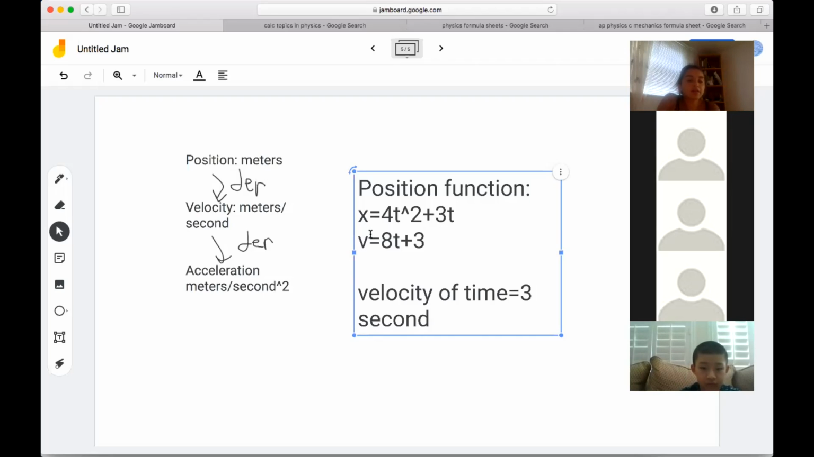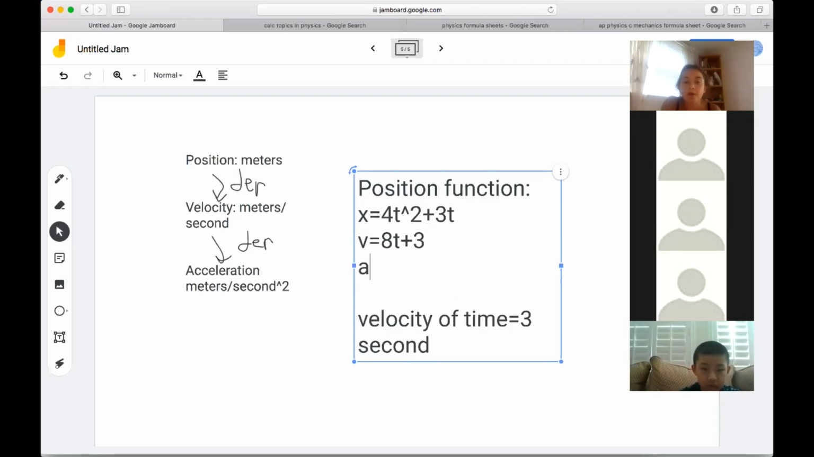Now let's say we wanted to find the acceleration function. We have to take the derivative again. So the derivative of 8t plus 3 is just 8.